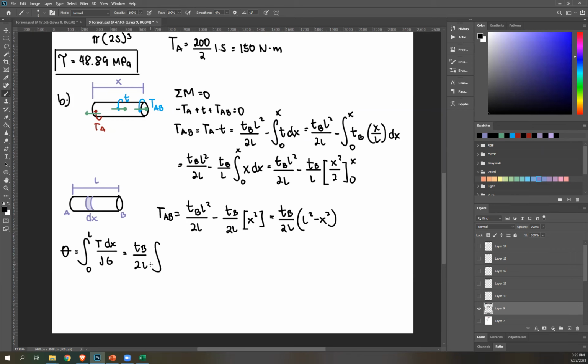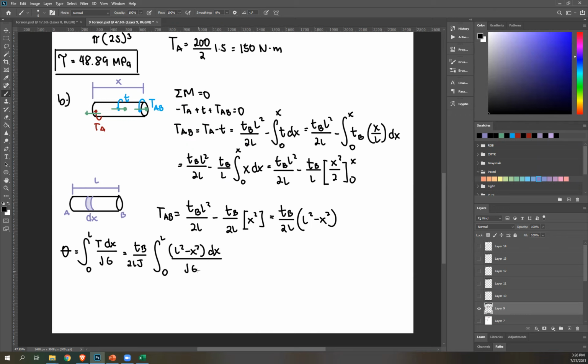PB over 2L, integral of what's left, L squared minus x squared dx over JG, again from 0 to L. And then another thing, J is polar moment of inertia, right? And that's also a constant. That's a property of your object. So no matter where you take this segment, J is the same. So I can also factor out J.